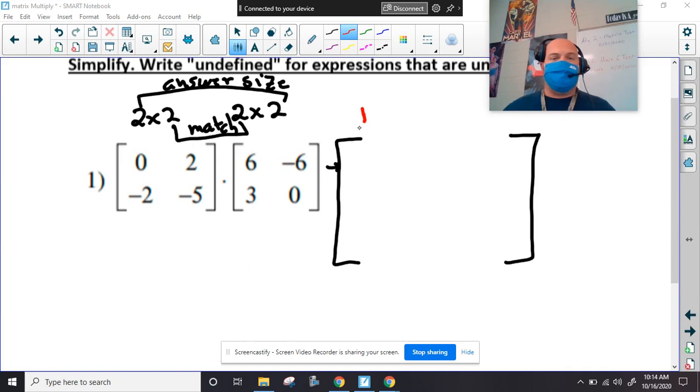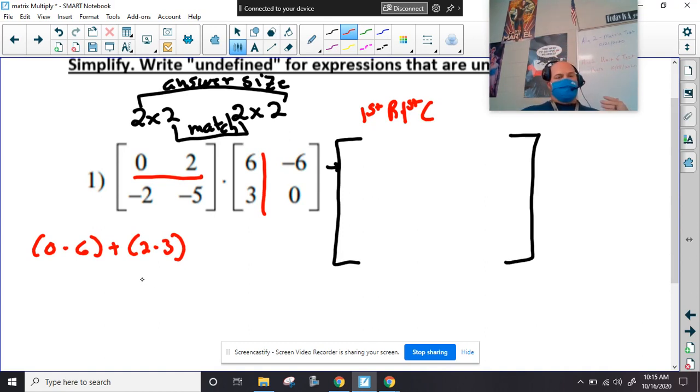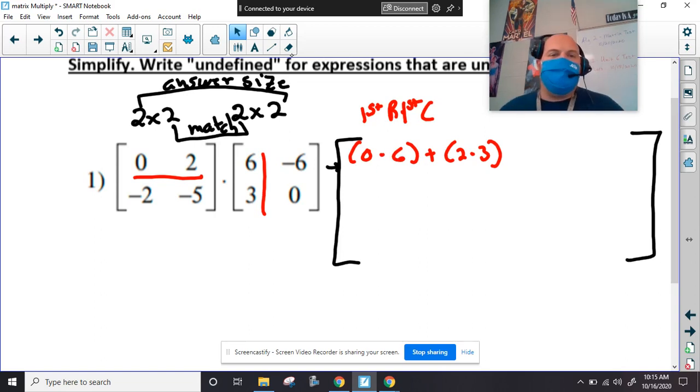All right. So this is first row, first column. I'm just going to say R and C. So that's this row and this column. So we're going to have 0 times 6 plus 2 times 3. All right. Well, I really should have written that right there.